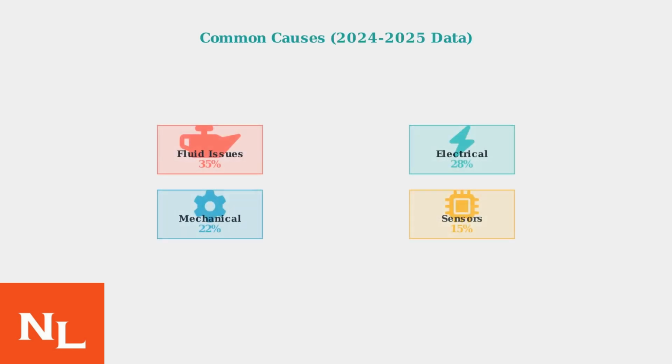A solid light typically means overdrive is manually turned off, while a flashing light signals a serious transmission problem requiring immediate attention. Based on 2024-2025 automotive service data, there are four main categories of problems causing OD off lights. Transmission fluid issues account for 35% of cases, electrical problems 28%, mechanical issues 22%, and sensor failures 15%.